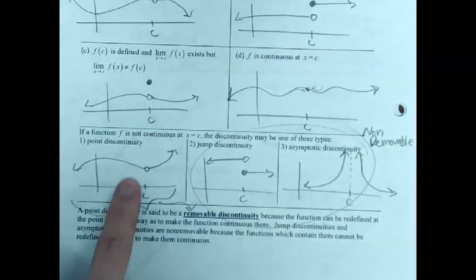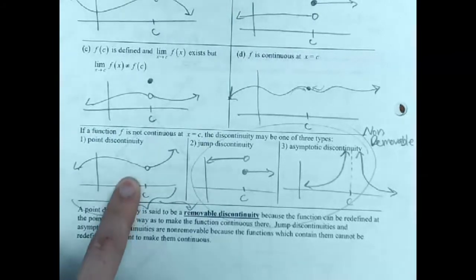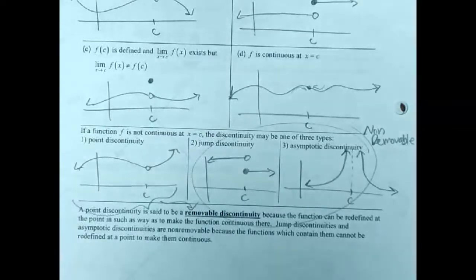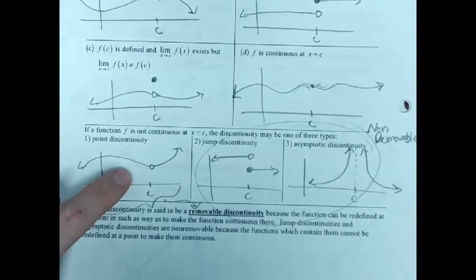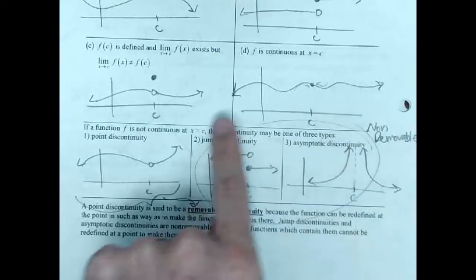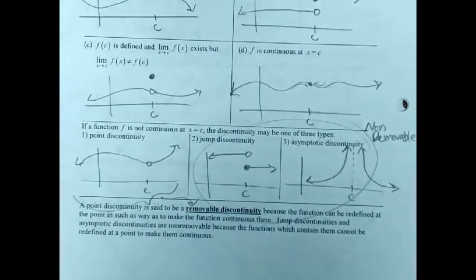So point, really easy. It's just off by 1 point. The jump, also pretty easy. You can visually see there's a jump between the y values. Asymptote, pretty self-explanatory. So the 3 types, I think, are pretty easy to identify. And then the categories, the holes, the point discontinuities, those are the only ones that are removable. All the other ones, the jumps and the asymptotes, those are non-removable. Non-removable means you cannot fix it with 1 point.